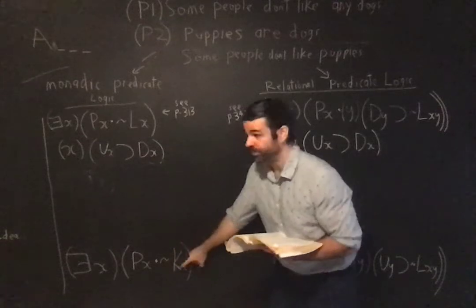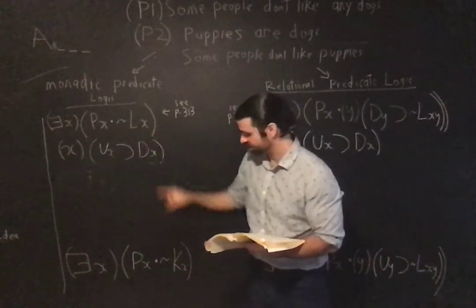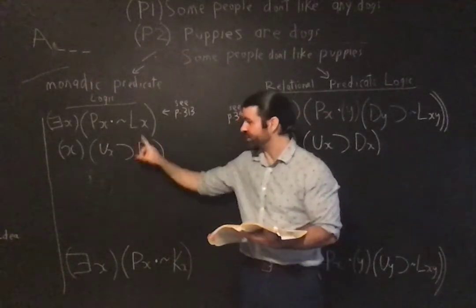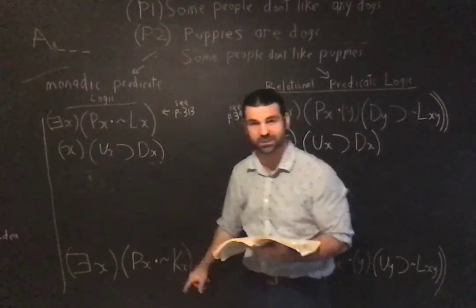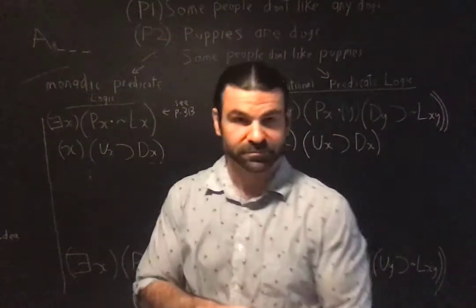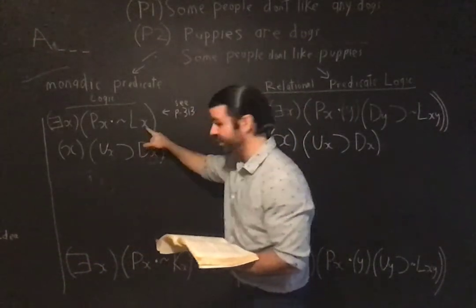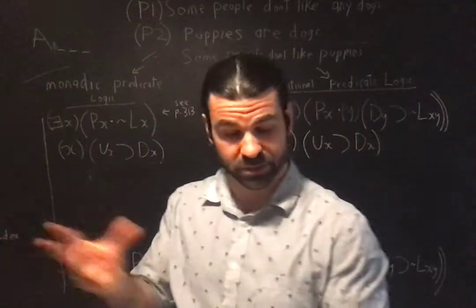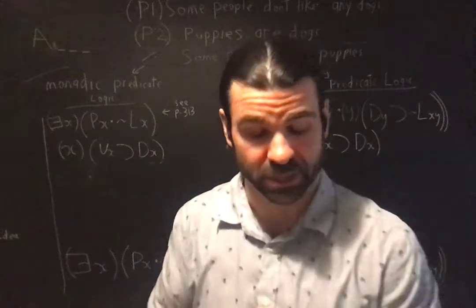This was not liking puppies, right? Lx was not liking dogs. Lx was liking dogs, so that's not liking dogs. Kx was liking puppies, so that's not liking puppies. X doesn't like puppies, right? We didn't have any connection between these predicates. We're going to make a connection available with this new symbolization for liking.